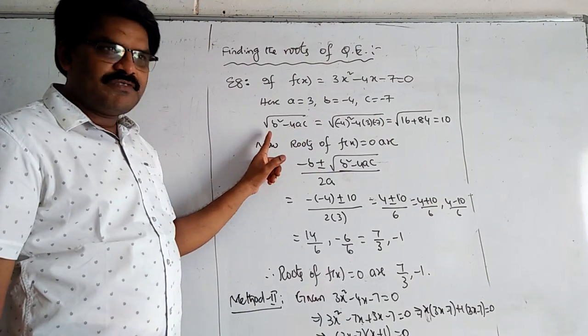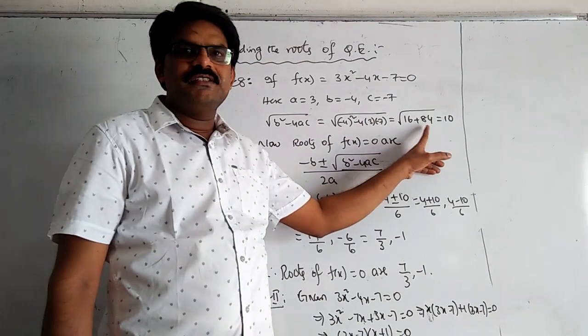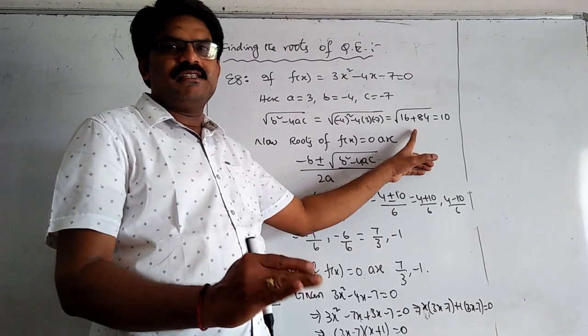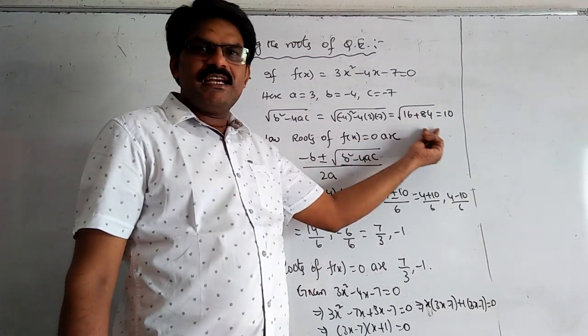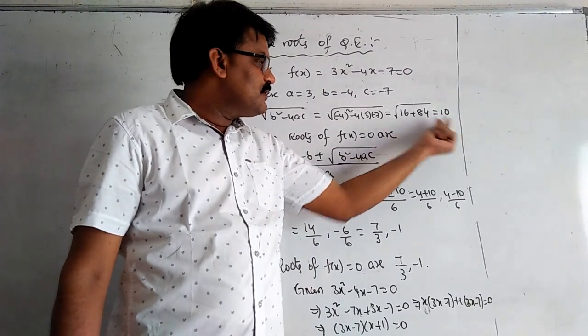First find the root of b square minus 4ac value. We get root 100, which is 10. If it is not root 100, say root 99, just leave it as root 99. If it is root 17, just keep it as root 17. If possible, find the root, and it becomes 10.